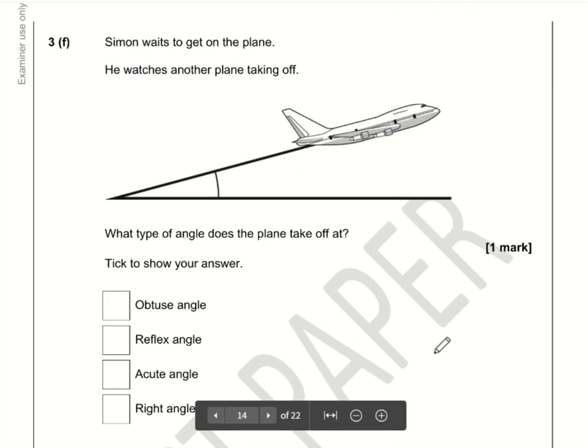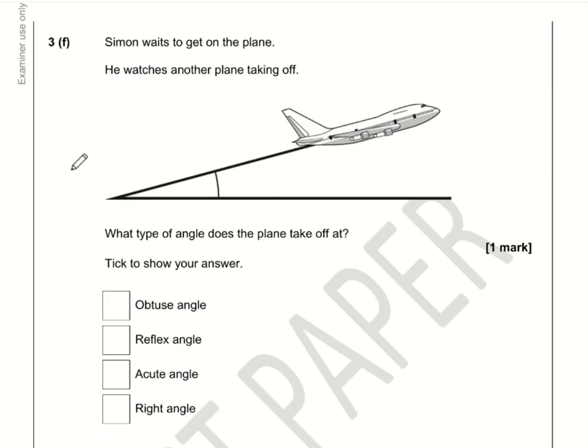Okay, so what type of angle is this? So if it was going vertically up, which would be ridiculous for an aeroplane, of course, then that would be a right angle. So this is between 0 degrees and 90 degrees, so that is an acute angle.